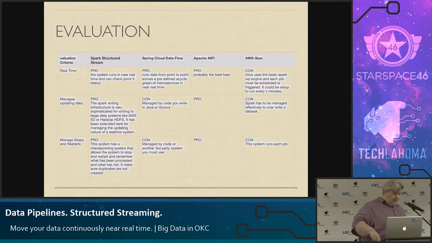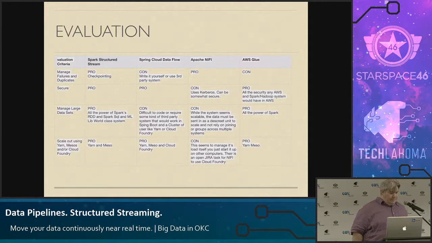The other one is manages stops and restarts. That was a real issue with Glue, right? And the Spring Cloud Data Flow didn't have a clear description as to how it managed it. It sounds like you'd have to write it. Managing failures and duplicates. Again, the Spark Structured Streaming, we really like the checkpointing. Again, Data Flow didn't seem to manage that well for us. And then Apache NiFi, very effective.